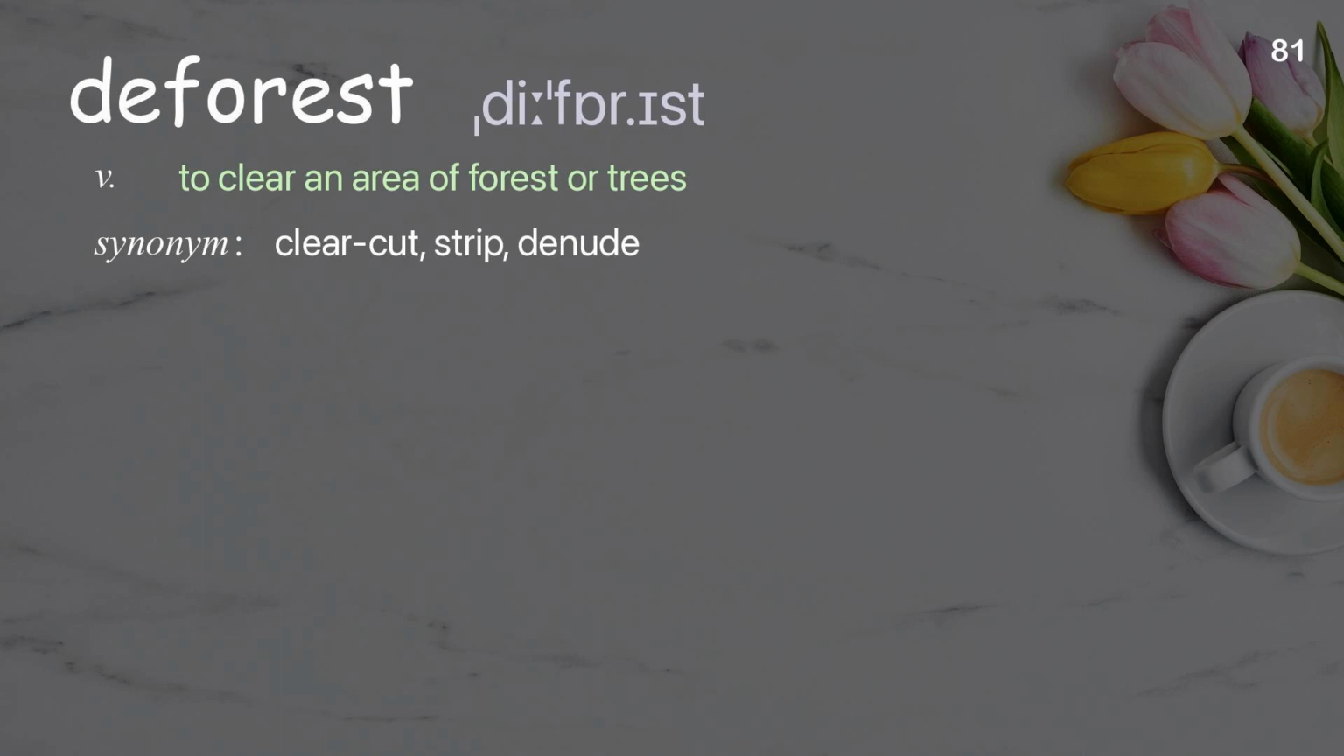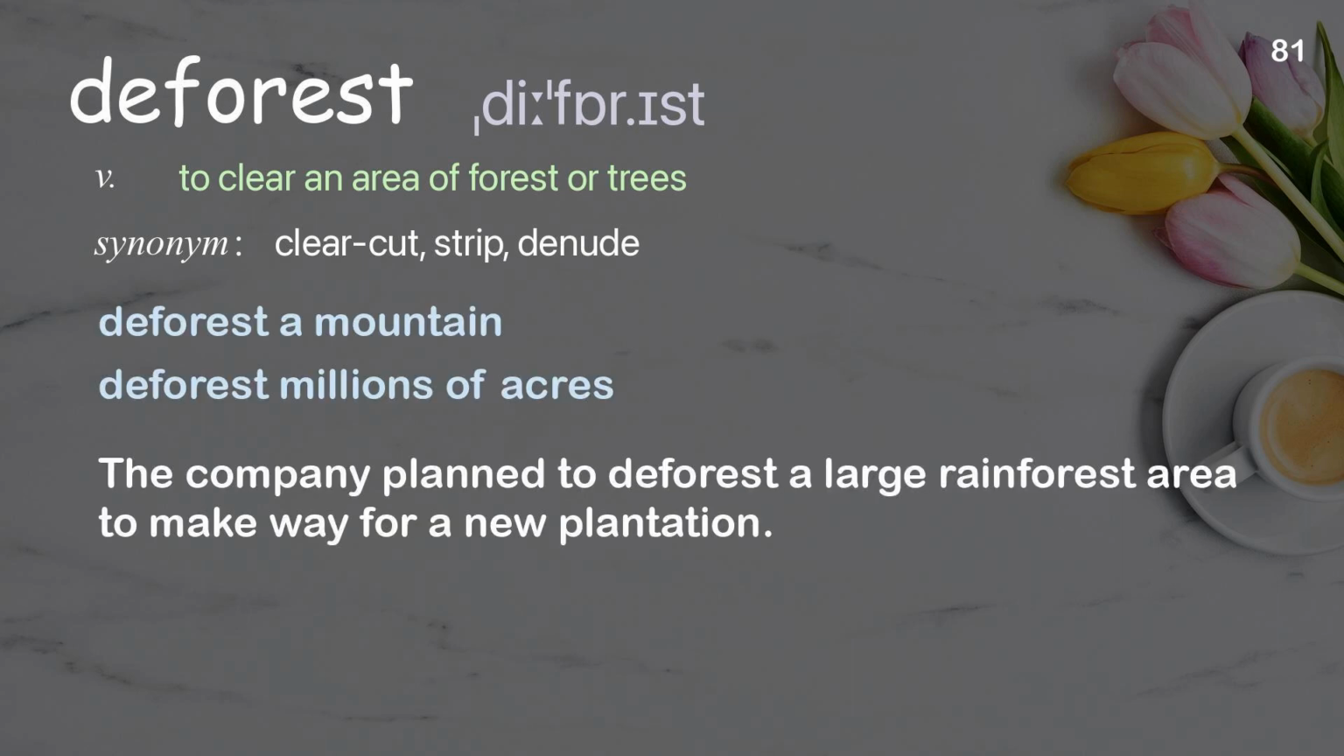Deforest: to clear an area of forest or trees. Examples: Deforest a mountain. Deforest millions of acres. The company planned to deforest a large rainforest area to make way for a new plantation.